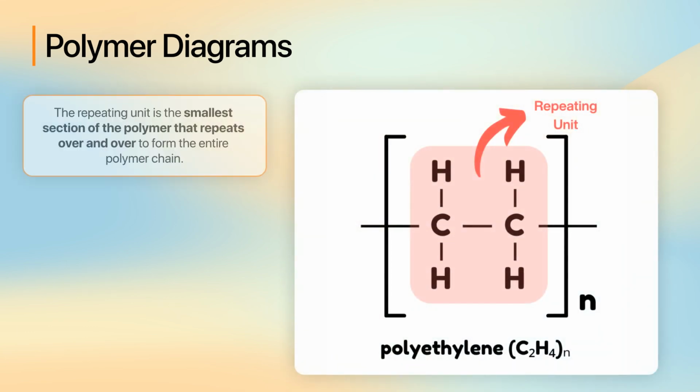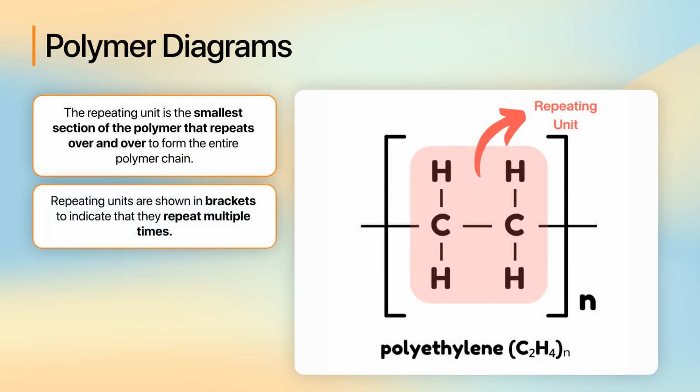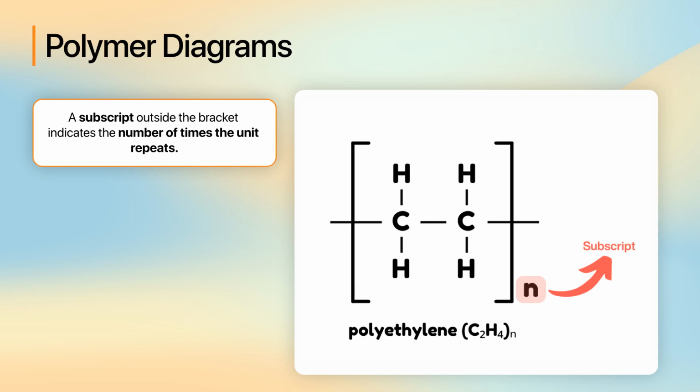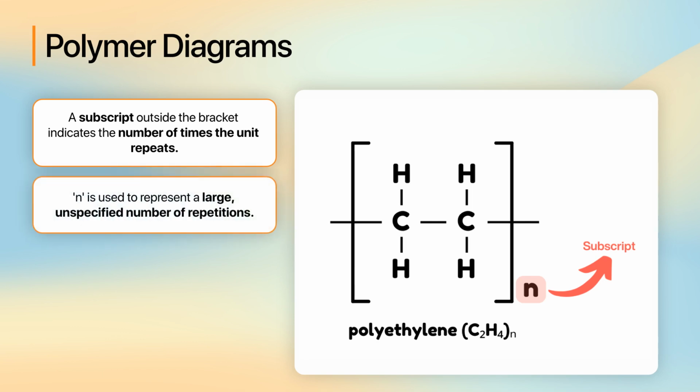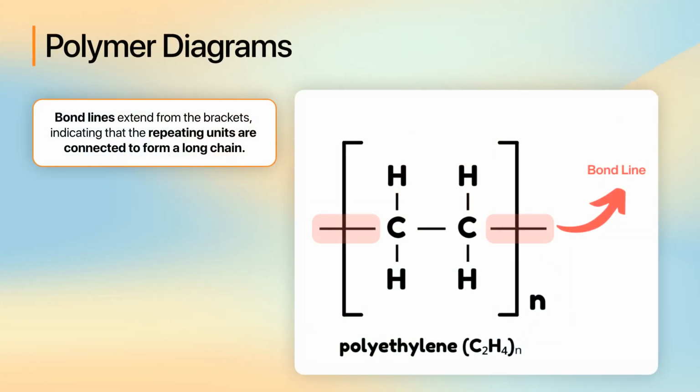First up, repeating units. The most important feature of polymer diagrams is the repeating unit. This is the smallest section of the polymer that repeats over and over to form the entire polymer chain. Repeating units are shown in brackets to indicate that they repeat multiple times. Then we have the subscripts. A subscript outside the bracket indicates the number of times the unit repeats. The letter n is used to represent a large, unspecified number of repetitions. Bond lines extend from the brackets, indicating that the repeating units are connected to form a long chain.